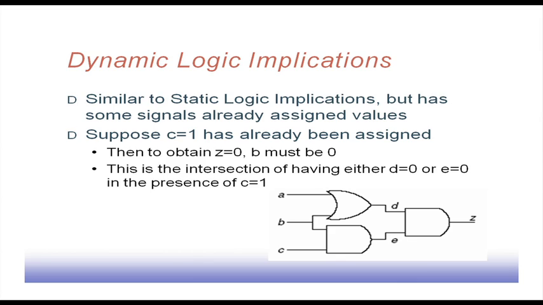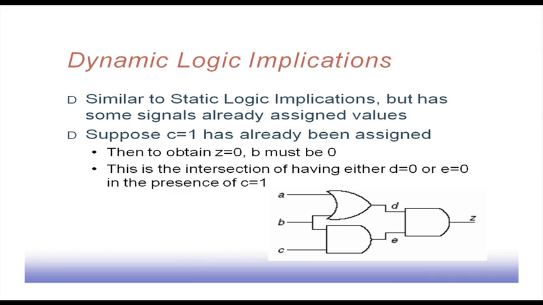Another implication is known as dynamic logic implication. It is similar to static logic implication, but has some signals already assigned values. In case of static logic implication, we were assuming only one particular assignment like f equal to 1, and that is known, and the rest of the thing we were trying to derive. But in this case we will assume that some signals also have some value, like say suppose c equal to 1 has already been assigned.